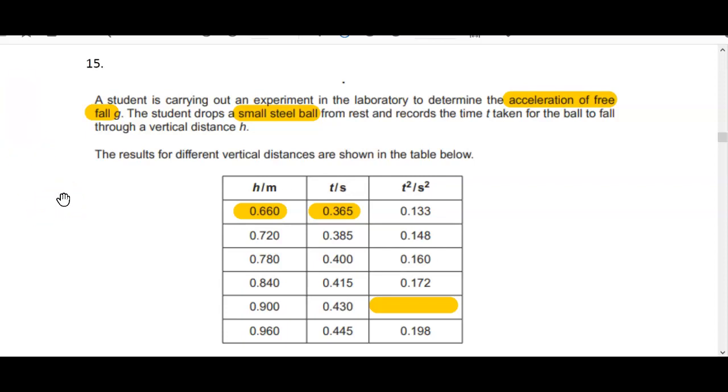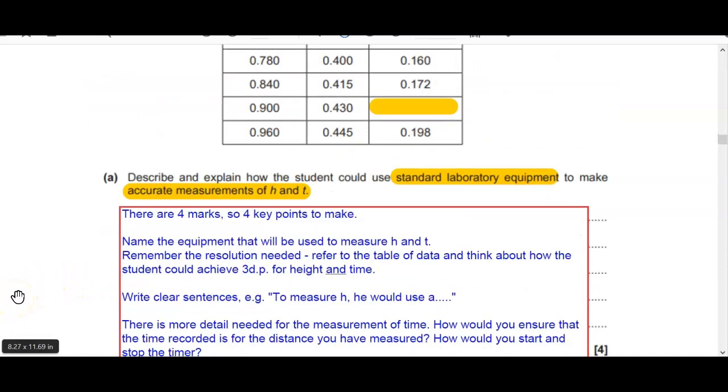The table of data has got data recorded to 3 decimal places for both the height and the time. And that's important because when you choose the equipment you're going to use to measure those quantities, you need to make sure that they are sensible for those requirements. And I've highlighted the space over here for the data that needs to be substituted later when you get to that part of the question. So we just moved down to part A.